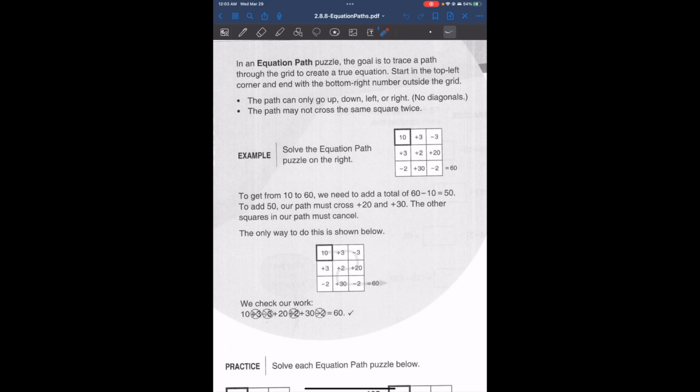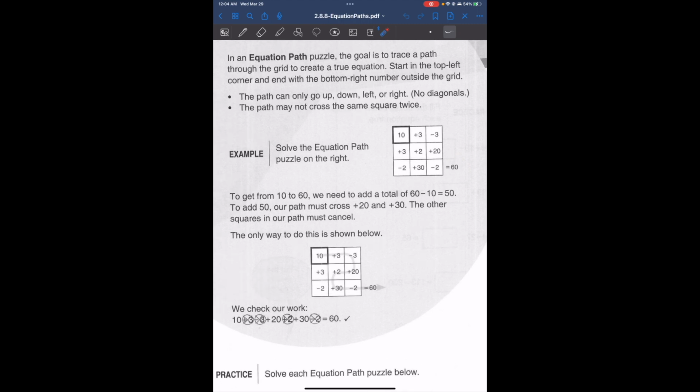If we look at an example equation path puzzle, we start at the top left. The top left corner starts with a 10, and we want to end with 60, which is the number outside the grid. So we'll solve the equation path puzzle. First of all, we start from 10. To get from 10 to 60, we know that we need to add 50. So the path that we take must add up to 50.